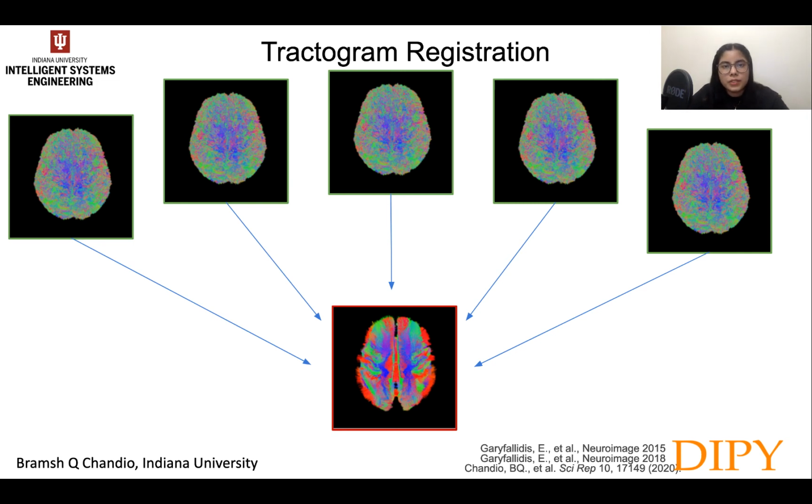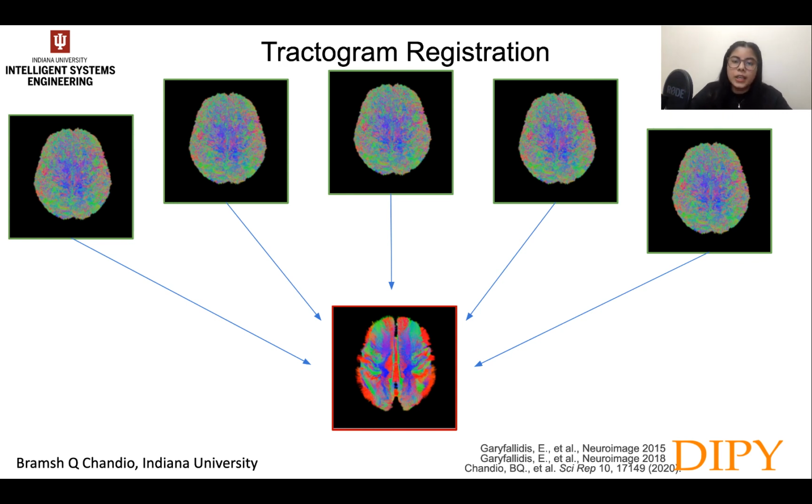First, we want to register all of the input tractograms from different subjects to a common space. Because data comes from different scanners and each subject has different coordinates, each subject has its own native space. But when we want to do group analysis, we want all of the subjects to be in the same space so that a specific location in the brain corresponds to the same location across all the subjects.